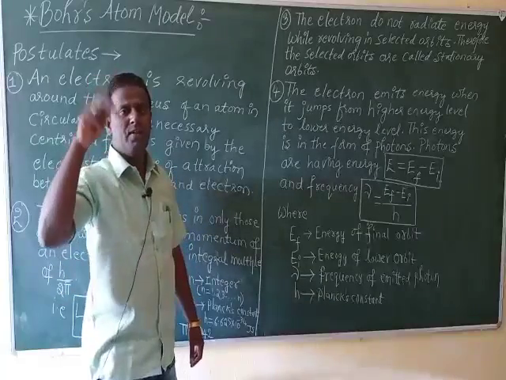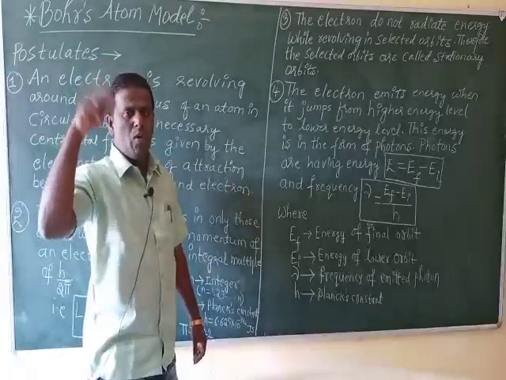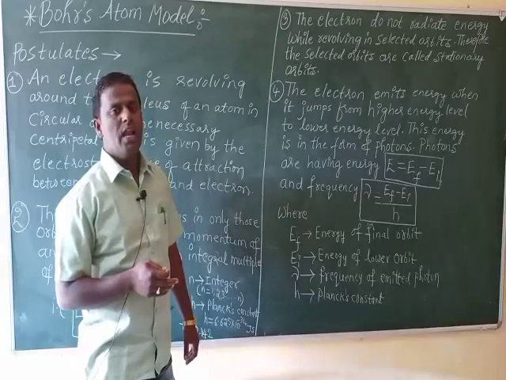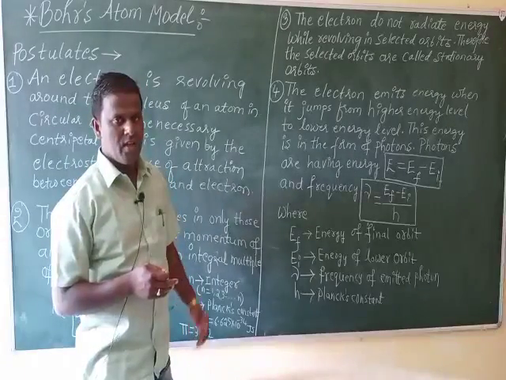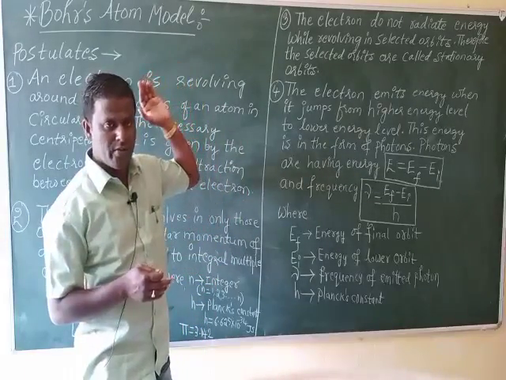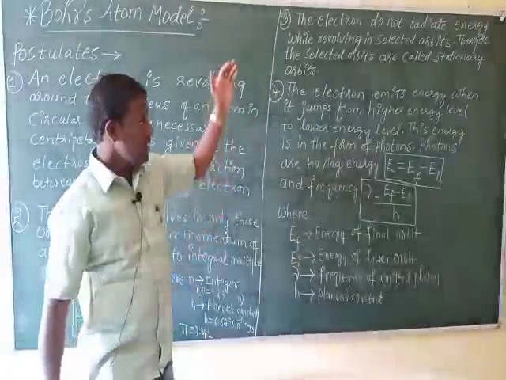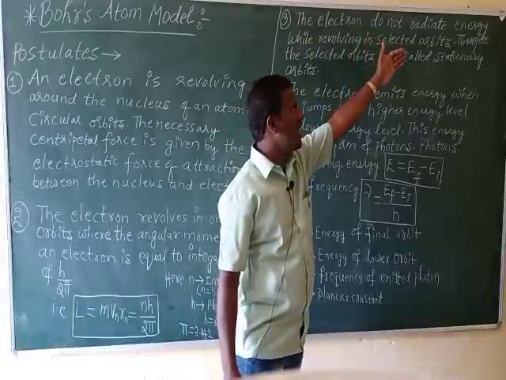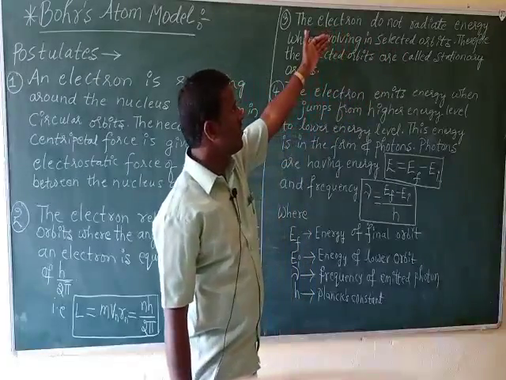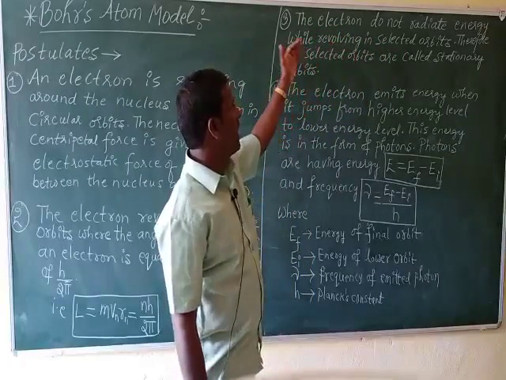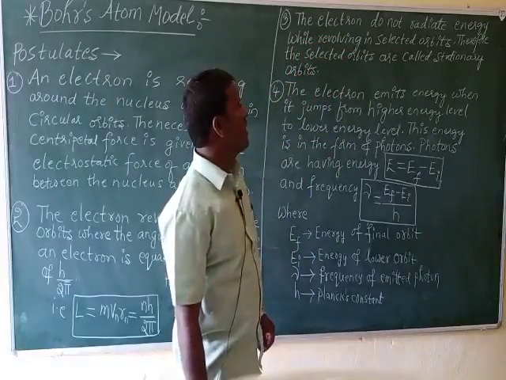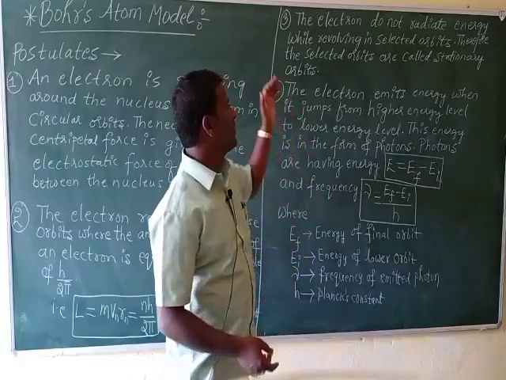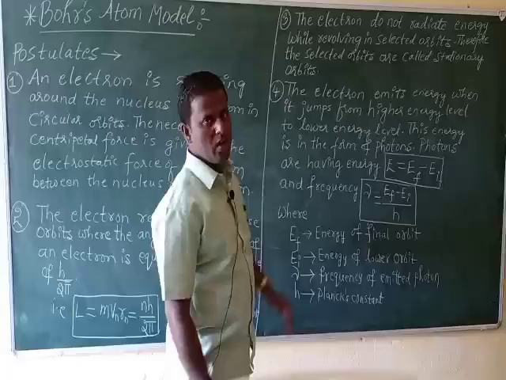Wherever they are present, in whichever orbit they revolve, there only they give out electromagnetic radiations. This was the statement of Rutherford's atom model. Here Bohr corrected that one. The electron is not giving any energy. It is not radiating energy. The electron does not radiate energy while revolving in selected orbits. Therefore, the selected orbits are called stationary orbits.